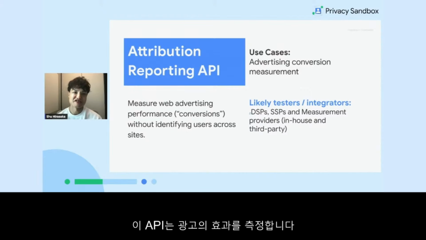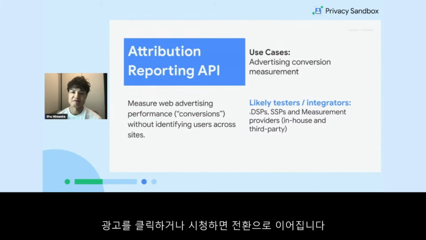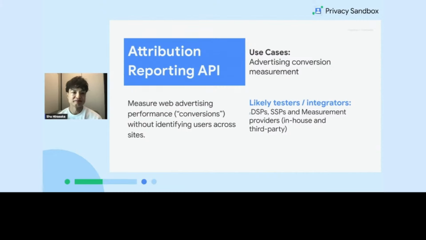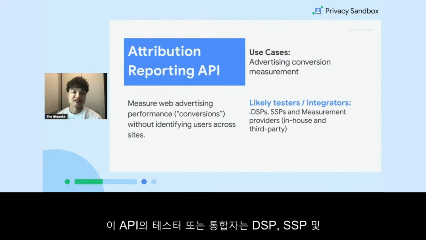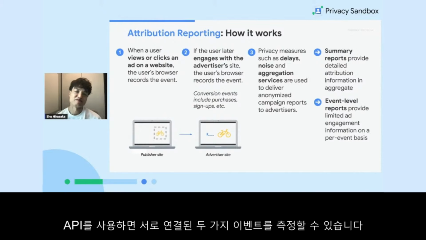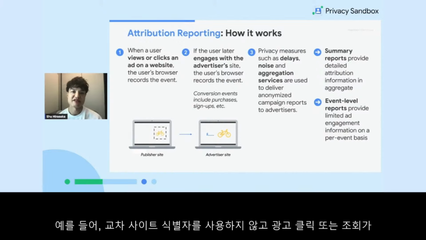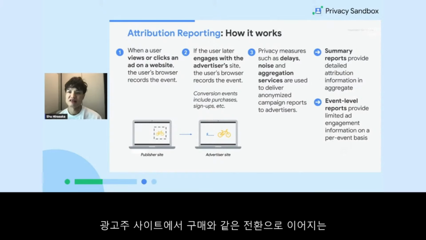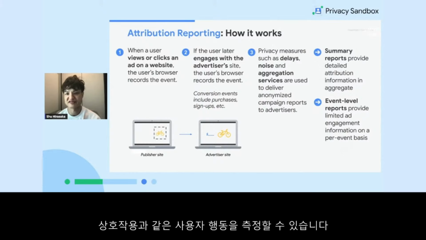This API measures the effectiveness of ads. When an ad is clicked or viewed, that leads to a conversion. The likely testers or integrators of these APIs will be DSPs, SSPs, and measurement providers. The API allows the measurement of two events that are linked together. For example, the ability to measure user actions where an ad click or view leads to a conversion, like a purchase on an advertiser site, without using cross-site identifiers.